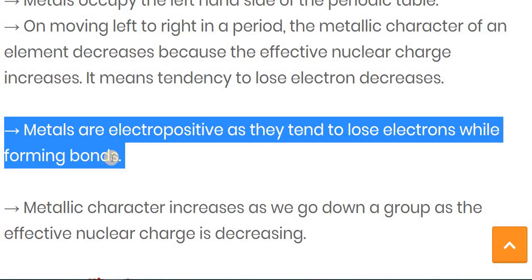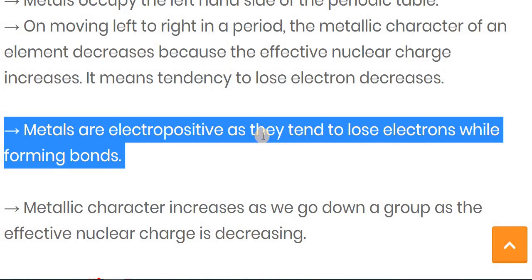As I told you, lithium has atomic number 3. So in the first orbit 2 electrons are occupied and in the second orbit 1 electron. That 1 electron is lost by the element, so it comes under metals and it becomes electropositive.